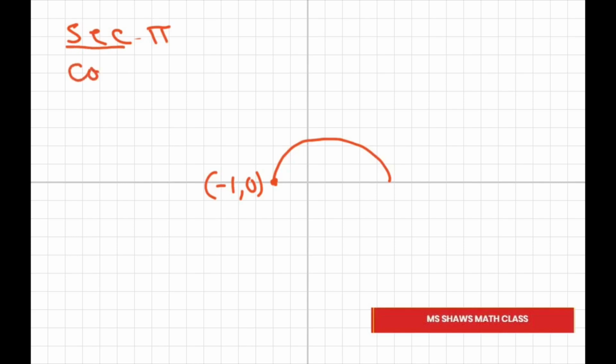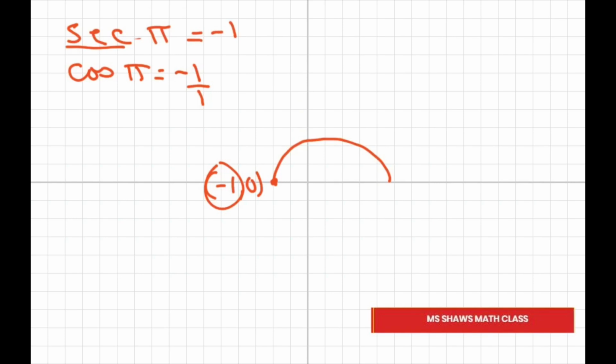Okay, let's do a couple more here. Let's do some negatives. Let's do secant of pi. Well, pi is just right here. We know that point is negative 1 comma 0. So what I do is I do cosine of pi. Cosine of pi is negative 1. And if you flip that, you're still going to get negative 1.